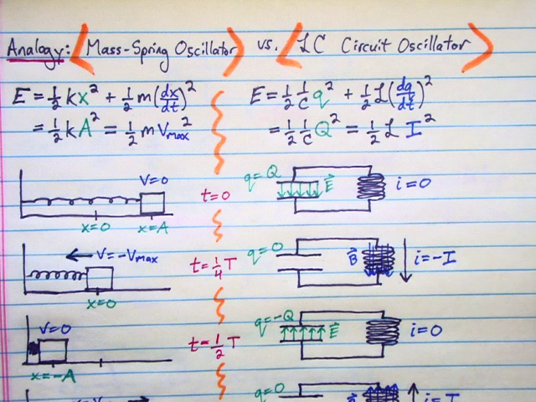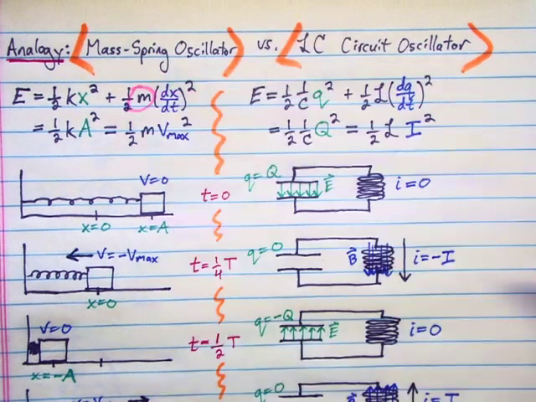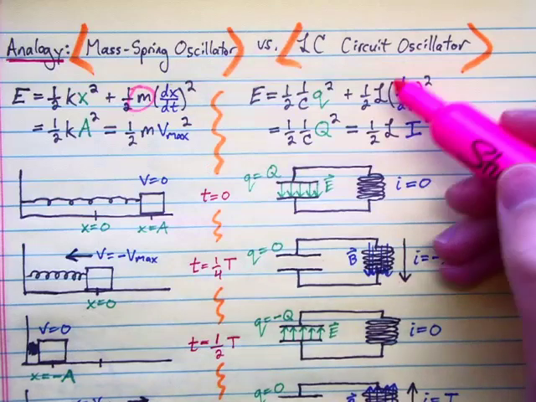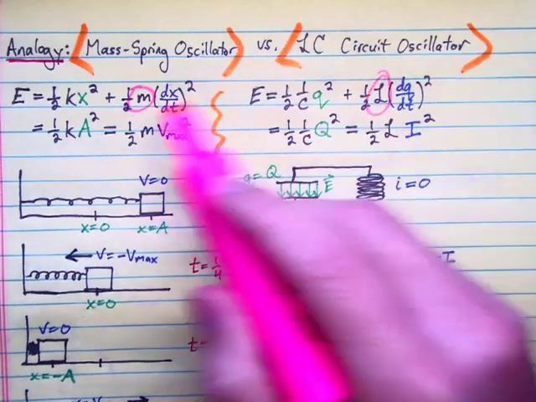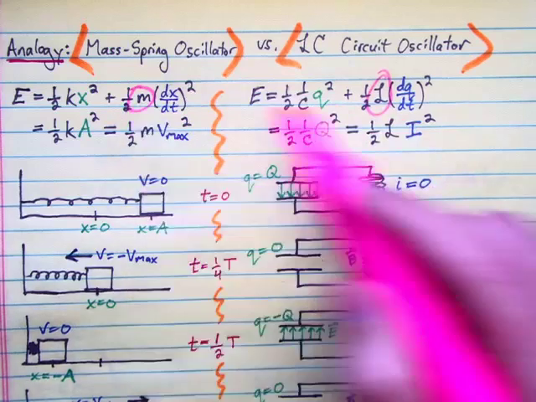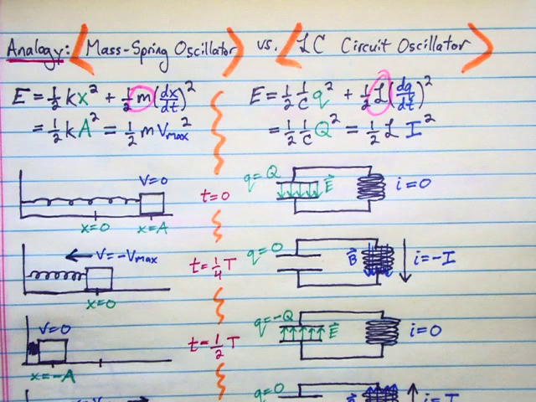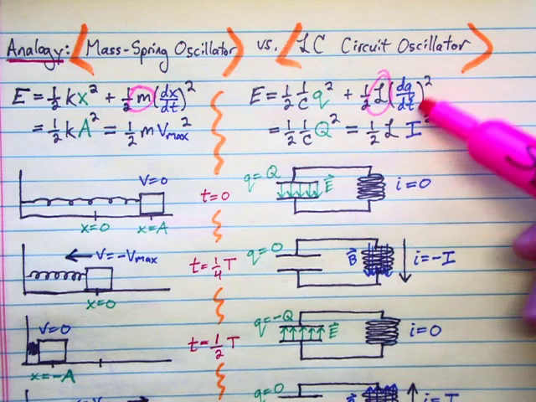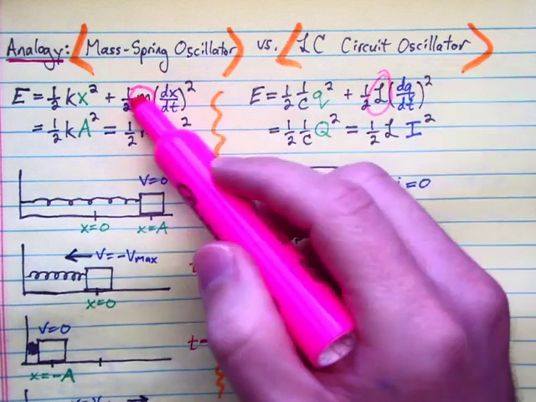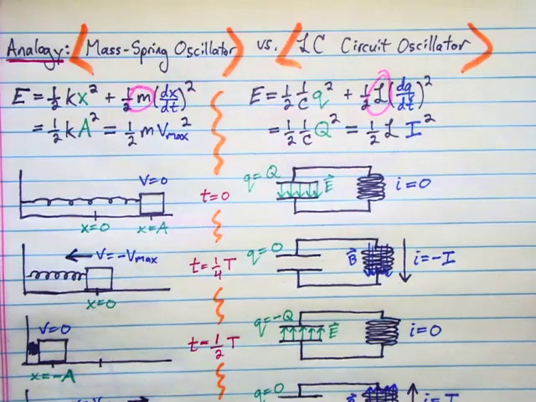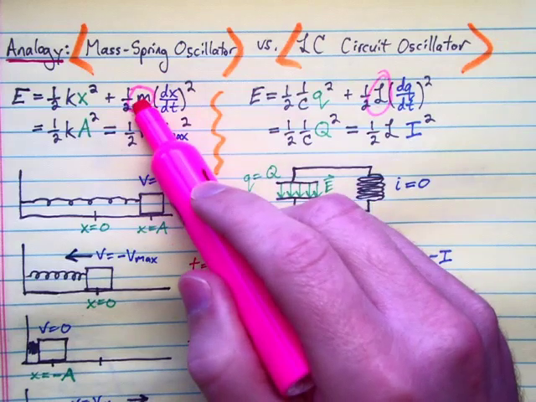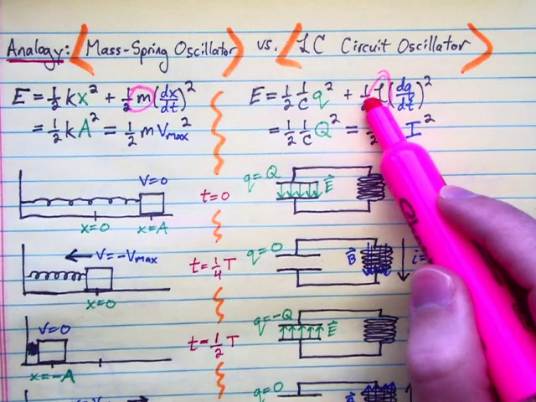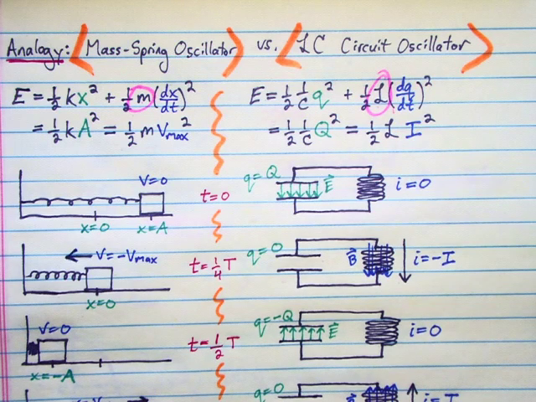Let's look closer at these variables. We see that the mass here is playing the role, or inductance here is playing the role that the mass does here. Those are both representing the inertia in the system. The factor in front of the time derivative squared factor, there is our inertia, that resistance to changes. This is resisting a change in velocity. This is going to resist a change in current.